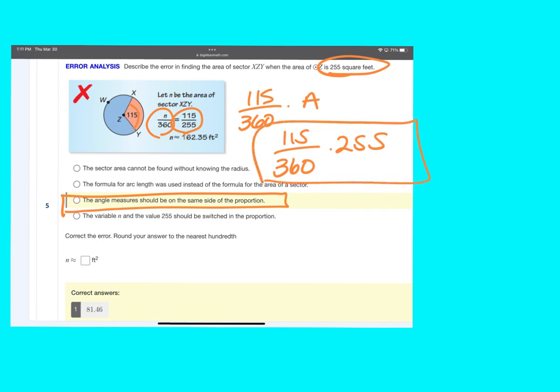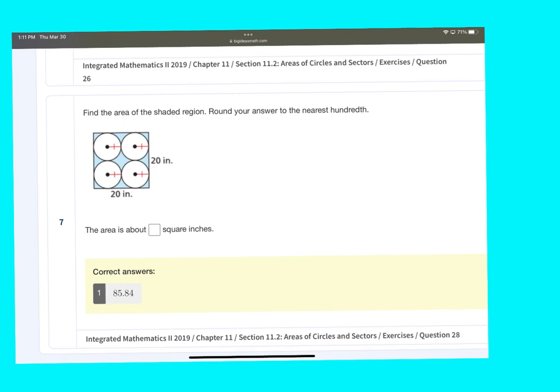Yeah. So how did they get the area? The area of the circle or the area of the sector? 255. It's in the instructions. I know, but let's say it wasn't. How would they get it? They would have had to give you the radius. So pi r squared is that? Correct. And pi r squared is the area of the circle. Yeah, the circle.